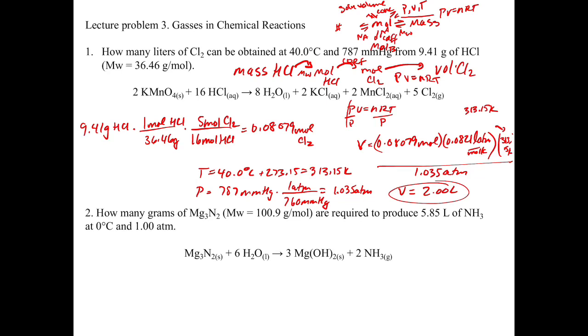So in the second one, we're going to basically go in the reverse direction. We're given a volume of NH3 and some information about it, that it's at 0 degrees Celsius and 1 atmosphere. And then it wants us to use our stoichiometry to get the mass of Mg3N2. So we're given a volume of NH3. We're going to convert this to the number of moles of NH3 using PV is equal to nRT. We can then get the number of moles of magnesium nitride using the coefficients. And then finally, we're going to get the mass using the molecular weight.